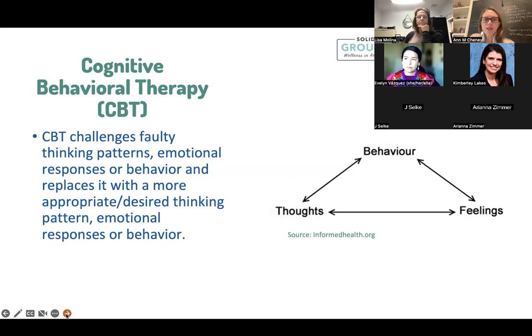So they use cognitive behavioral therapy. CBT challenges faulty thinking patterns, emotional responses, or behavior, and replaces them with more appropriate or desired thinking patterns, emotional responses, or behavior. If we take a look at the right, we can see how behaviors influence feelings, feelings influence thoughts, thoughts influence behaviors, or the other way around. What's important is understanding that behavior, thoughts, and feelings are connected. So if we change one, then potentially it can change the others.